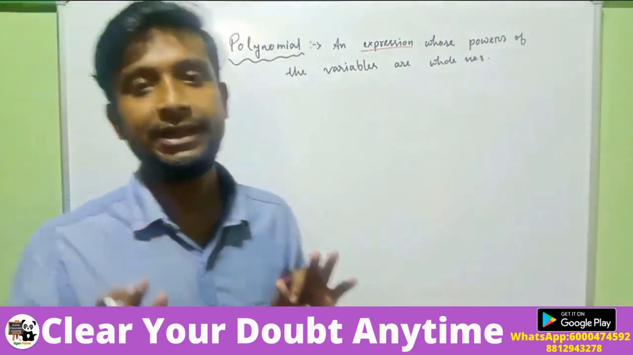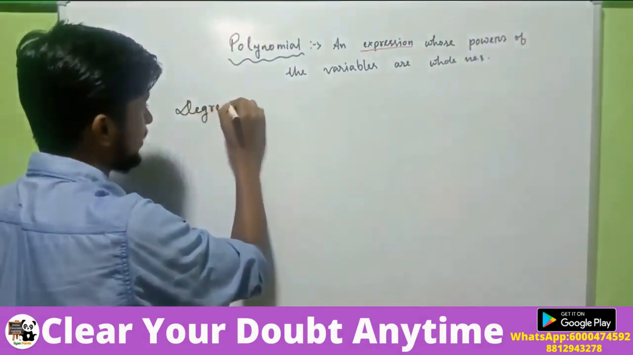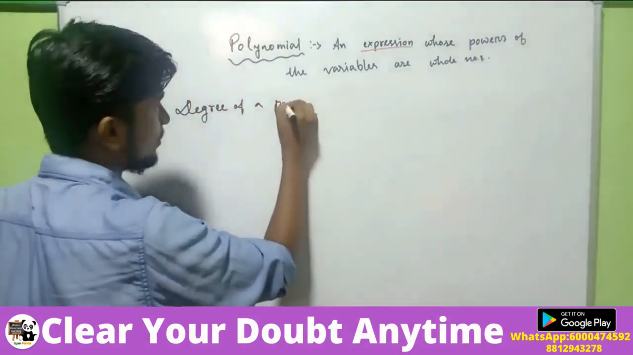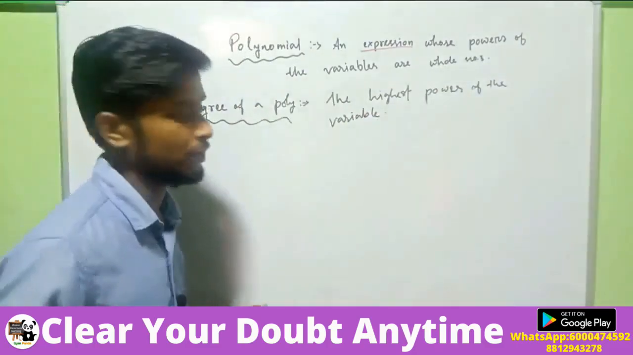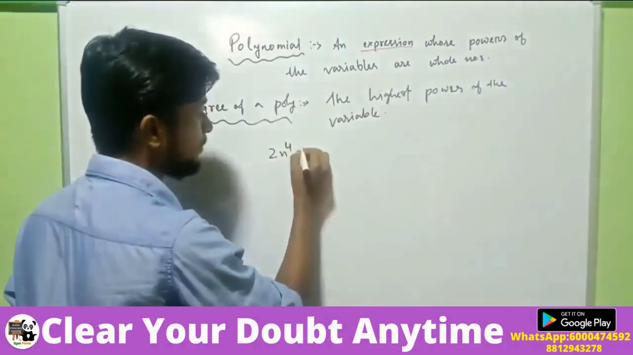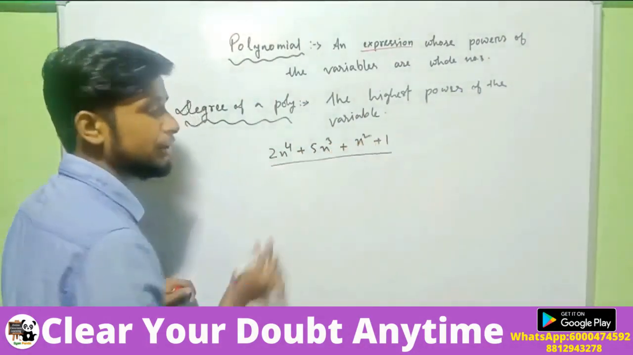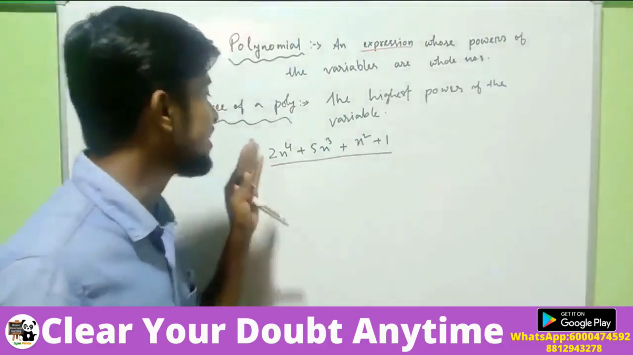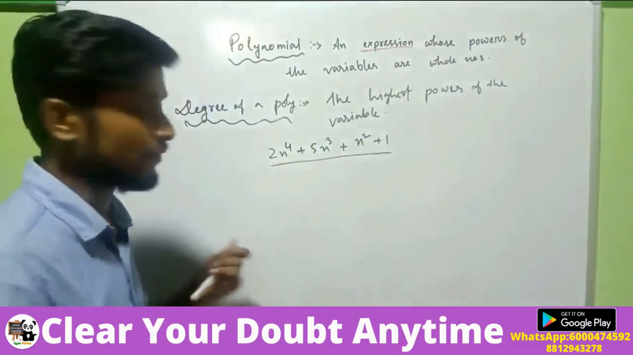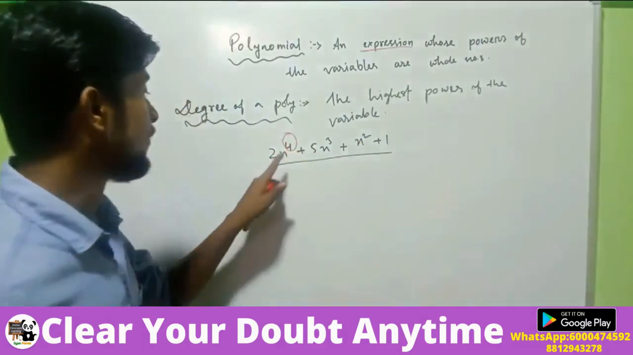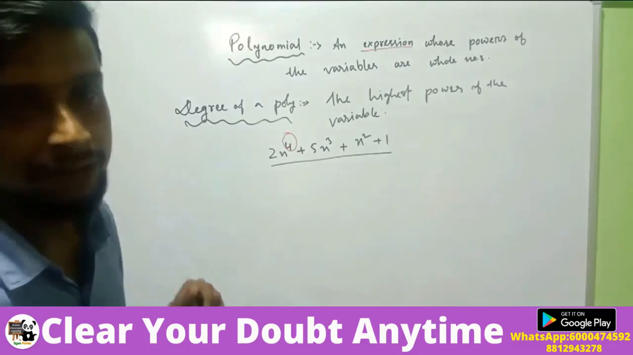Then we have to know the degree of a polynomial. What is the degree of a polynomial? The highest power of the variable is called the degree of the polynomial. Suppose 2x to the power 4 plus 5x cubed plus x square plus 1. This is a polynomial. So what is the degree of this polynomial? It is 4, right? Why 4? Because 4 is the highest power of the variable.